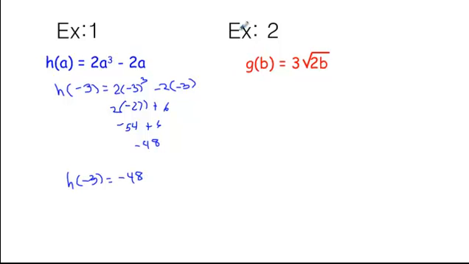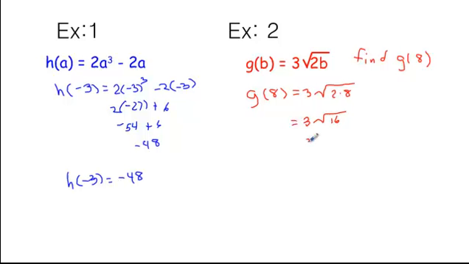In example 2, I want you to find g of 8. So g of 8 is equal to 3 times the square root of 2 times 8. Take the product inside of the square root first. 3 times the square root of 16. The square root of 16 is 4. 3 times 4 gives you 12. Bring down the g of 8. g of 8 equals 12.